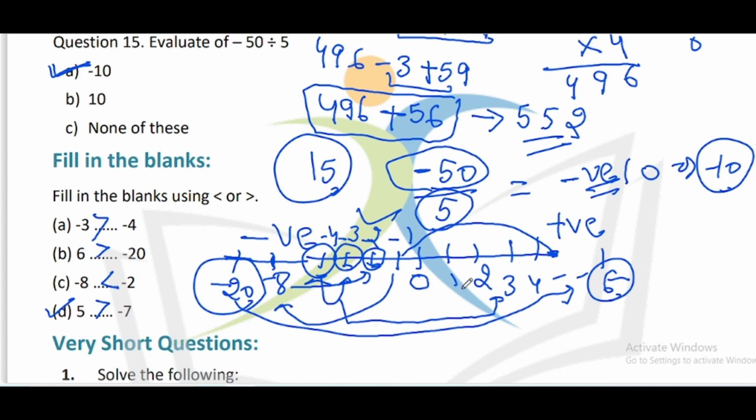The number line shows, let's see, 0. If we move to the right side of 0, it shows positive integers, and moving to the left side shows negative integers. Then we compare the two numbers on a number line. The number which is on the right side is greater than the given number on the left side.